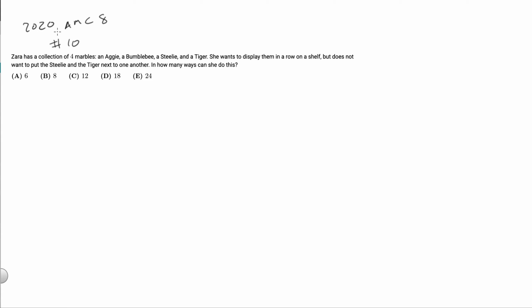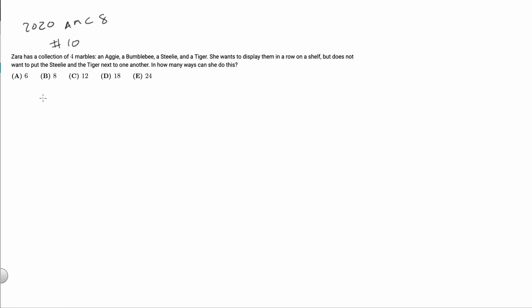Today we're looking at the 2020 AMC 8, and this is question number 10. Let's read the question together. Zara has a collection of 4 marbles, an Aggie, a Bumblebee, a Steely, and a Tiger. She wants to display them in a row on a shelf, but does not want to put the Steely and the Tiger next to one another. In how many ways can she do this?